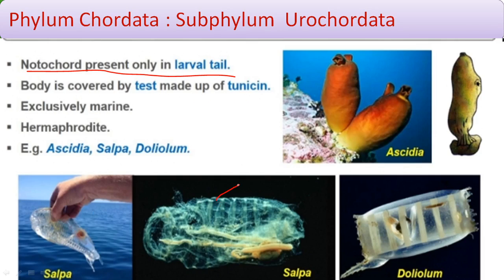So you can see the body is covered with the test, and it is made up of tunicine. These organisms are exclusively marine. They are hermaphrodite animals. Examples are Ascidia, Salpa and Doliolum.